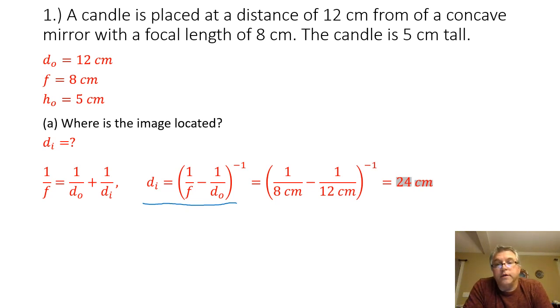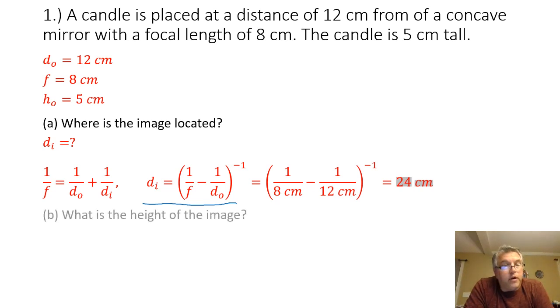I know because I get a positive value for the image distance that the image is going to be real and it's going to be in front of the mirror. And I do know that is the type of image I should get for a concave mirror where the object is outside of the focal point. Because the focal length is 8 centimeters and the object distance is 12 centimeters, my object is outside of the focal point. So I know that that is the answer I should get.